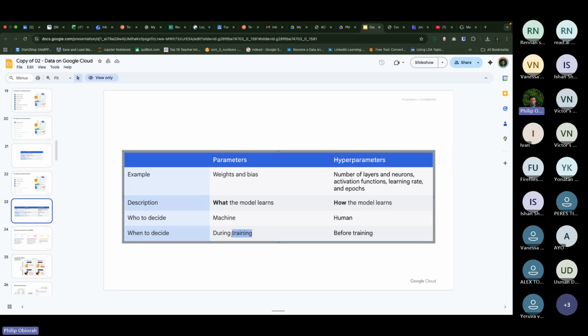These are hyperparameters: the number of neurons, the number of layers, the structure and complexity of the model. The activation function you want to use, you're going to set this. And then you're also going to set the learning rate and the number of epochs. So you're going to set all these yourself. These are hyperparameters.